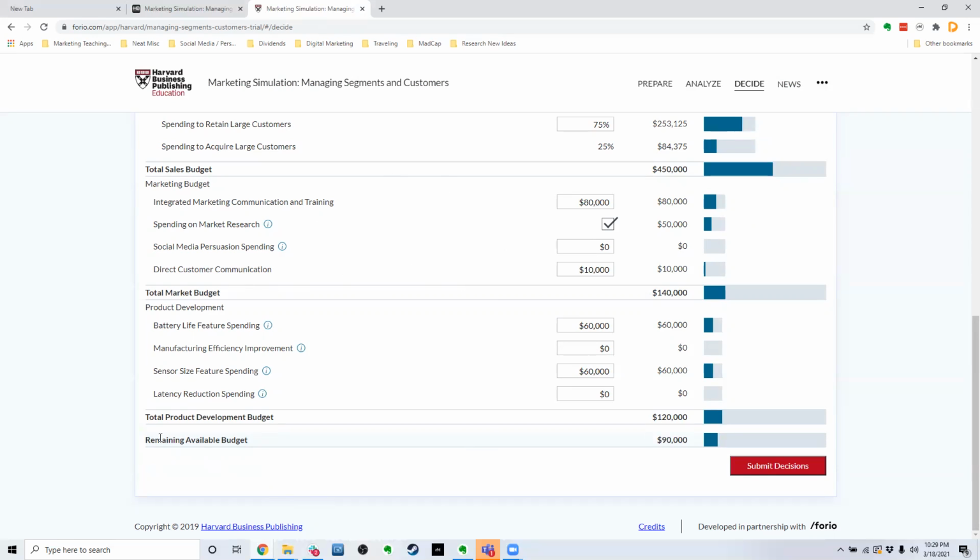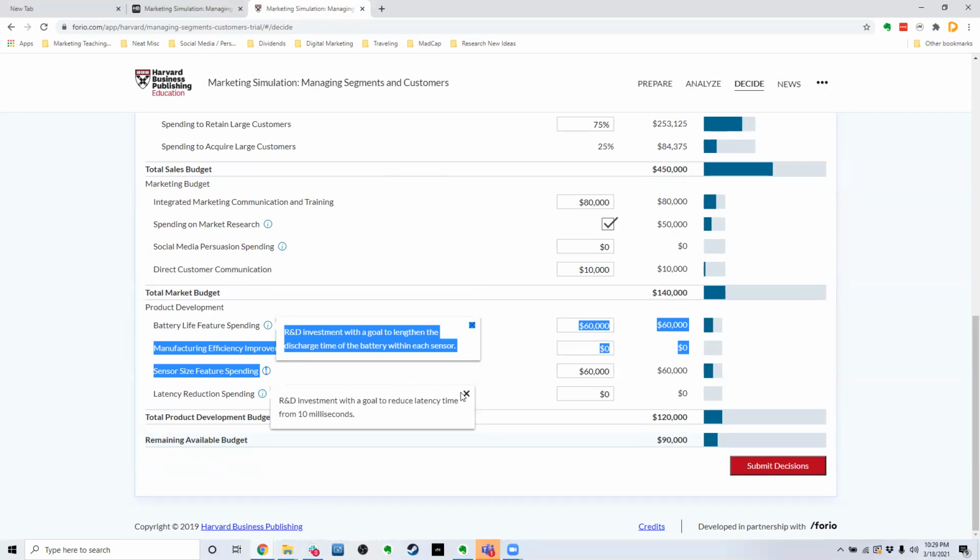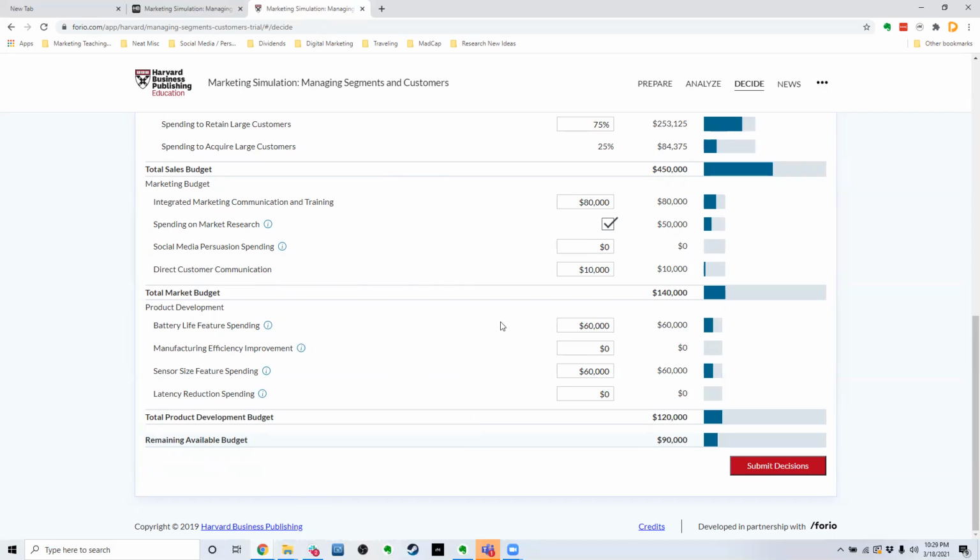So that's your marketing. Then finally, you have your product development. You can click on any of these eyes to help you and tell you a little bit about what they're doing in each of those. So this is essentially spending to improve the quality of your product. For example, I noticed that segment A really cared about battery life, so I'm going to raise that to 100,000. And sensor size, maybe some latency reduction spending.